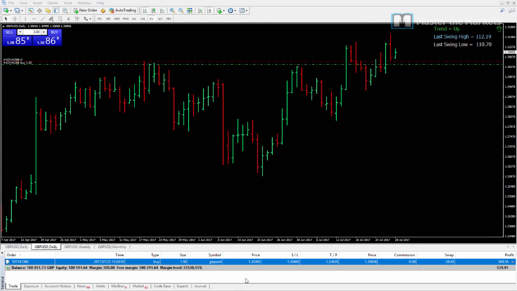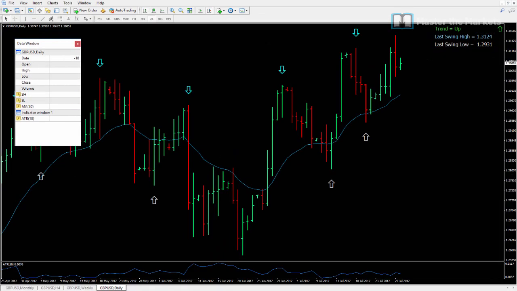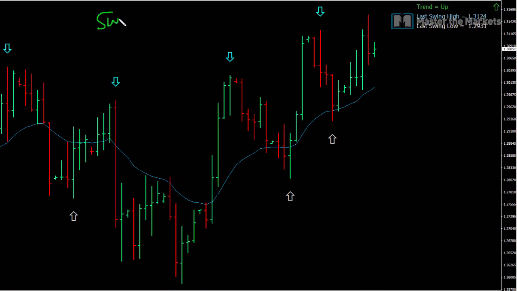So let's go through this topic today, which is called swing highs and swing lows. Let's take a look at this example here. What is a swing high or a swing low? What are swings in general? Let's take a look at this definition first.